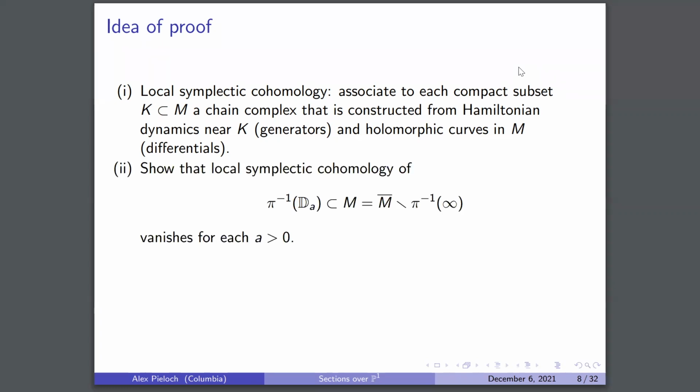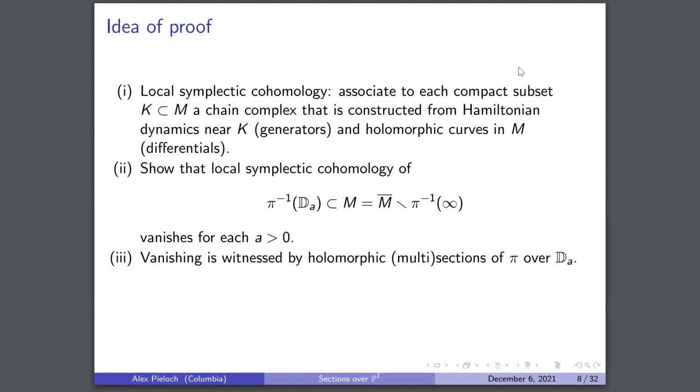Okay, so what we're going to do is apply this setup to our particular situation. We're going to take M bar and remove a singular fiber. So we have this space M, and we're going to look at the inverse image of a disk of finite radius. This is our compact subset K. We're going to show that this local symplectic cohomology group vanishes for every single disk of finite radius.